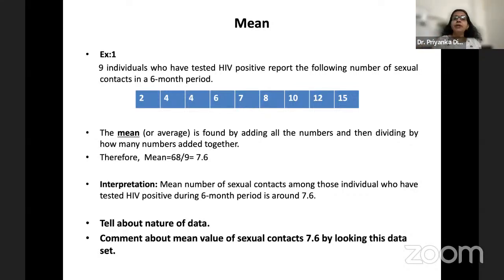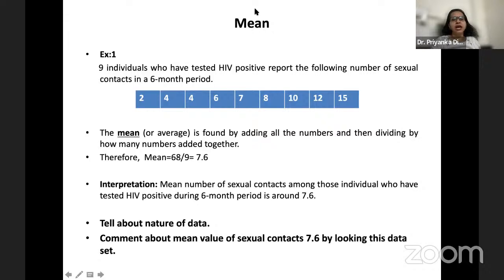Divided by how many observations we have? Divided by n. We have 9 observations. So 2 plus 4 plus 4 up to 15 divided by 9. How much will we get? We will get 7.6. If you could see, I have written the answer. It is 7.6. Where is 7.6 lying?